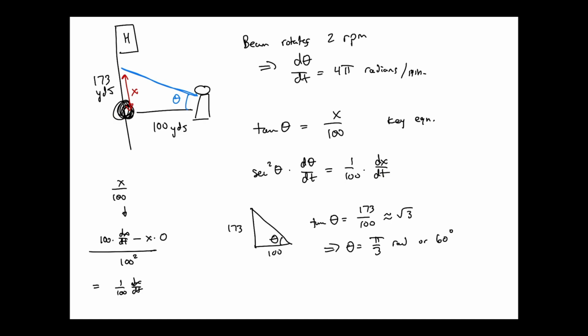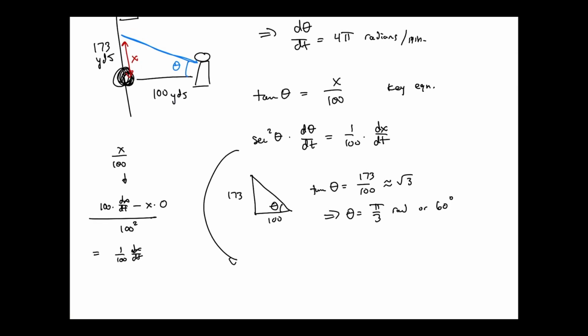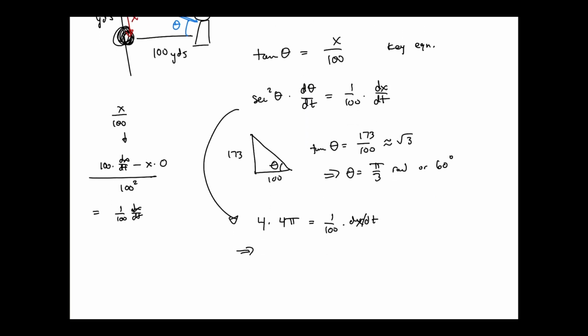So what I get is 4 times d theta dt, which happens to be 4 pi, is equal to 1 over 100 times dx dt. All right, so what's dx dt? It'd be 100 times 4 times 4 pi.